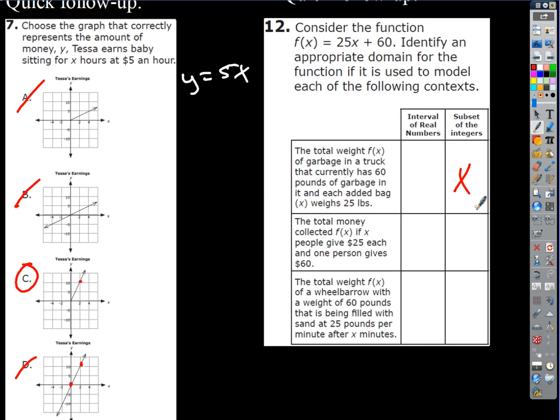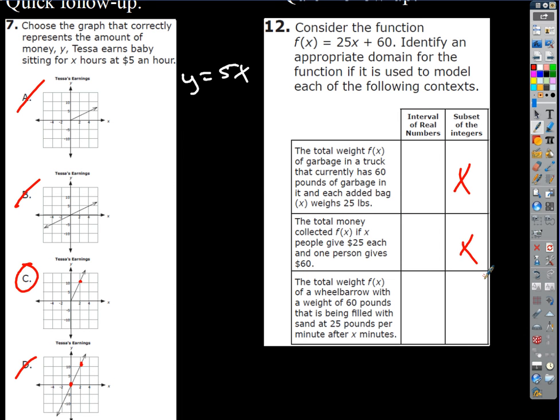How about this one? Total money collected f of x if x people give $25 each and one person gave 60. Is that going to be integer or real number? Integer. Integer, once again, because you're accumulating the money in big increments. It's not coming in penny by penny, it's coming in big chunks.